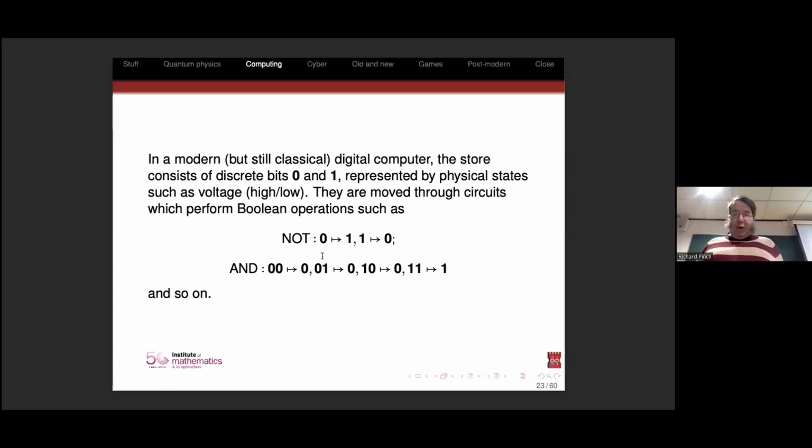In a modern classical digital computer, the store now consists of discrete bits, an awfully large number of them, 2 to the 40 perhaps, represented by physical states such as voltage or magnetism, and these move through circuits which perform Boolean operations. For example, the NOT operation that inverts a bit, the AND operation, which gives you an output of 1 if and only if the 2 input bits are 1, and so on, all well-known stuff.